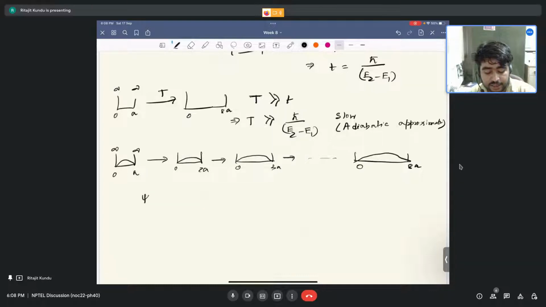Let me write it as psi I. Psi I stands for the initial state. The initial state was the ground state of the potential well between this, right?